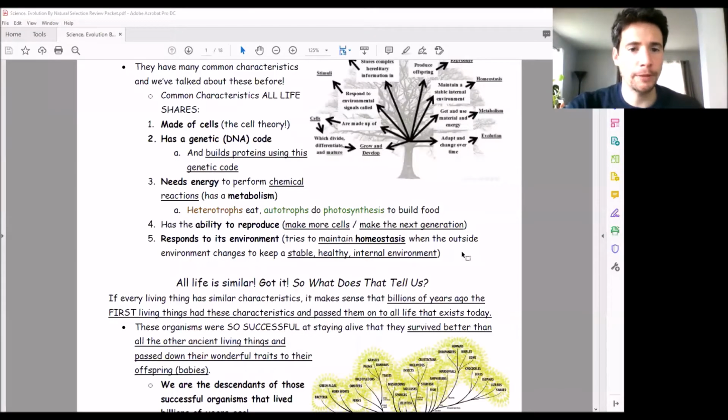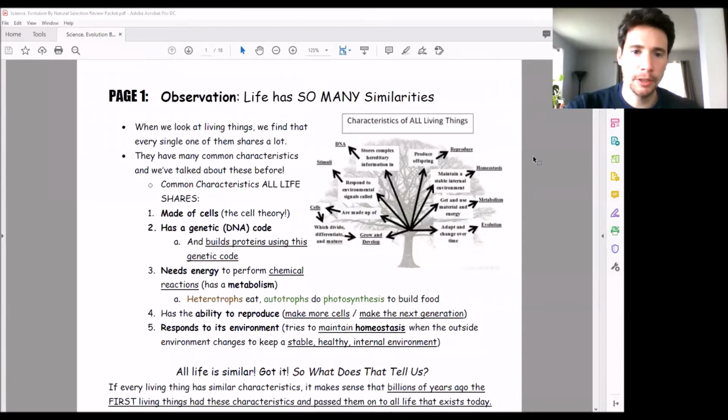Hey everybody, I'm going to give you the next 4 pages of the evolution packet. In a second, I'm going to start sharing the screen and bring up a PDF of these next 4 pages, and I'll read it to you and try and help you to get through some of the questions and figure out what to highlight, etc. So without further ado, I'm sharing right now. Okay, so this is page 1.